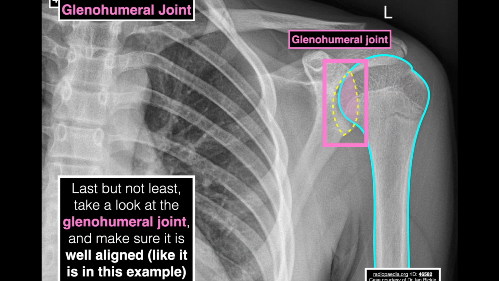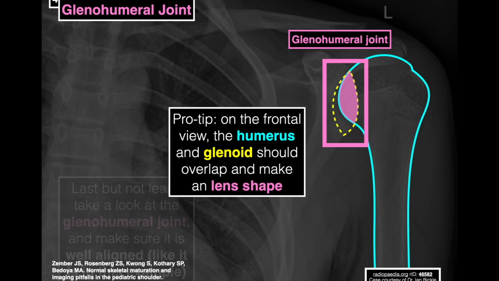Last but not least, we'll take a look at the glenohumeral joint and make sure it is well aligned like it is in this example. The humerus should fit into the curve of the glenoid. On the AP view, the humerus and glenoid should overlap and make a lens shape. Using the pink color, I've highlighted where the 2 structures overlap.